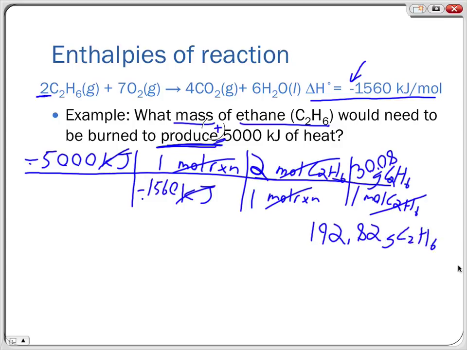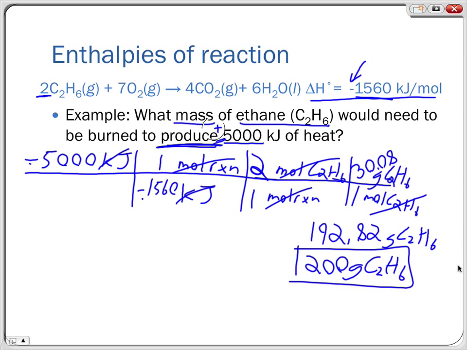C2H6. And so sig fig wise, what do we start with? We started with 5,000 kilojoules. Well, that's rounded to the nearest thousand, so I get only one significant figure. The 1560 has 3 sig figs, so we'll go with the 5,000 here as having just one. That means our answer should have 1 sig fig. So it's going to be 200 grams of C2H6 for our final answer of the amount of ethane we need to burn to produce 5,000 kilojoules of heat.